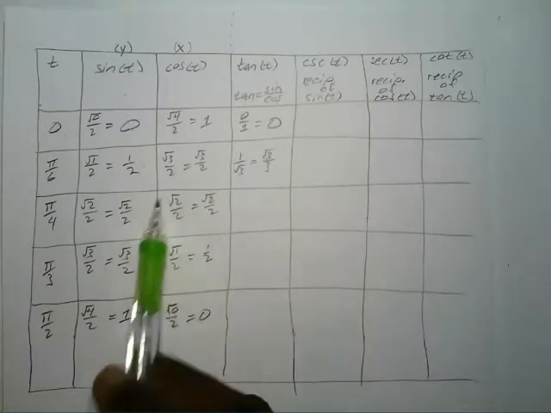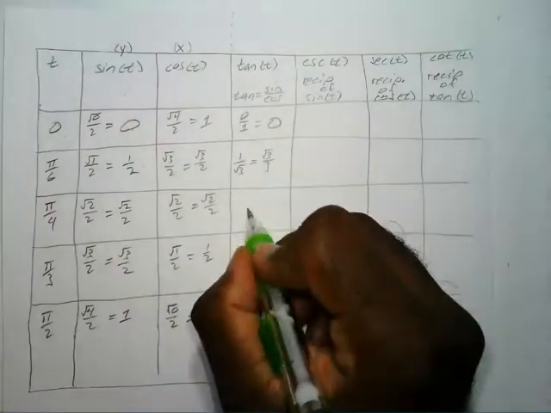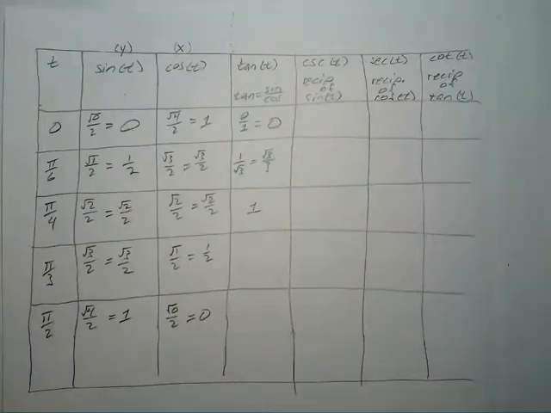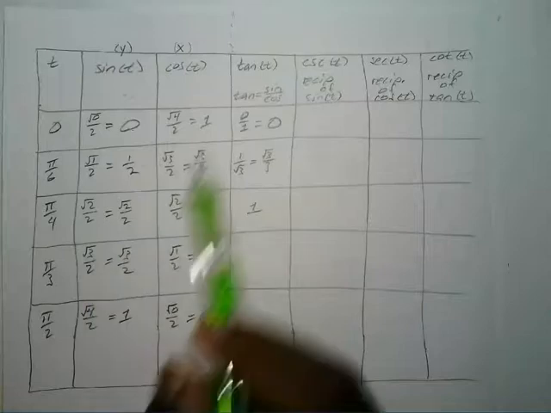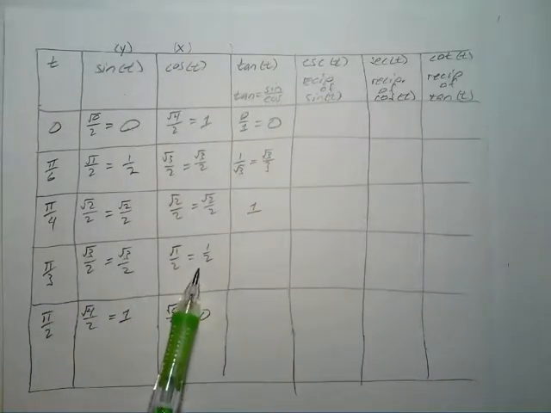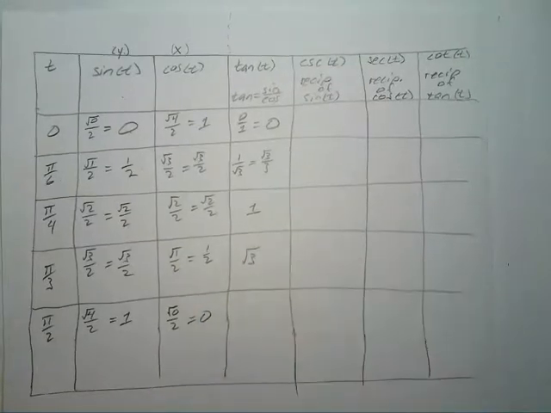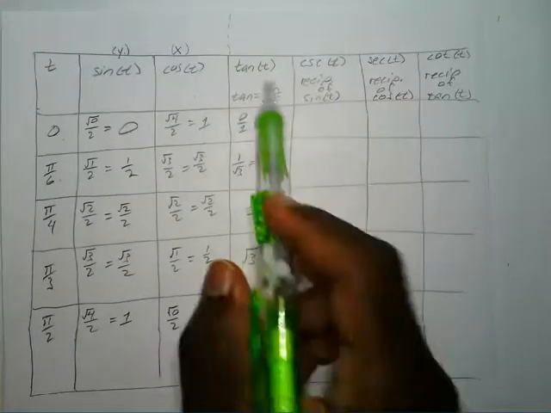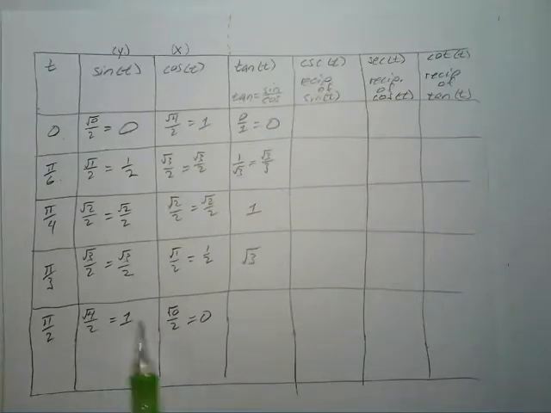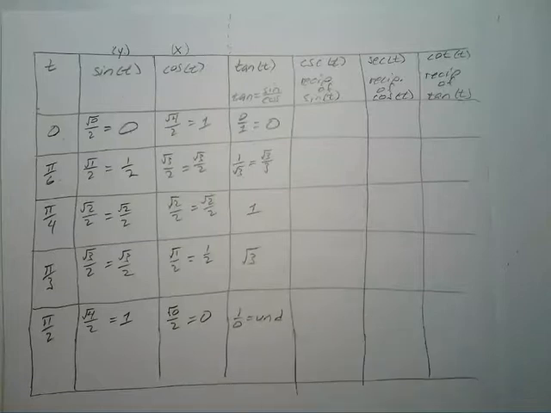Okay. Now, square root of 2 over 2 divided by square root of 2 over 2, anything divided by itself is just 1. So tangent of pi over 4 is just 1. Okay, so tangent of pi over 3 is square root of 3 over 2 divided by 1/2, which ends up being square root of 3 over 1, or just square root of 3. Okay? Now, tangent of pi over 2 is 1 divided by 0. So actually that's undefined.